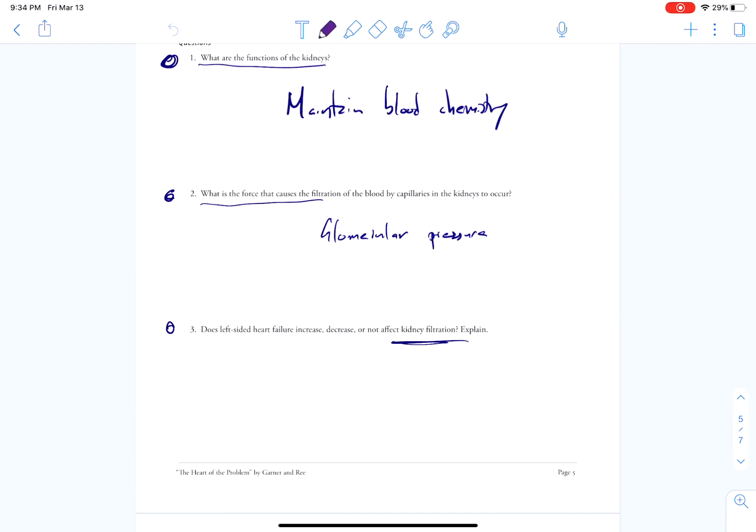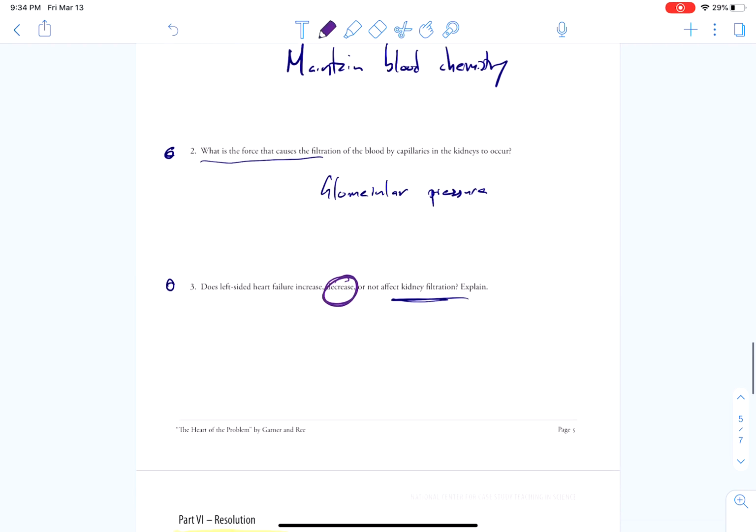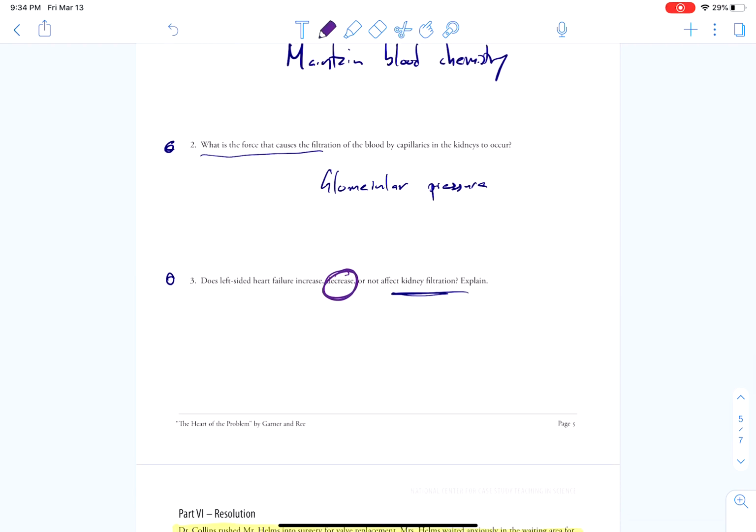So does left-sided heart failure, what does that do to kidney filtration? It decreases kidney filtration. And why is kidney failure a problem? Because you're unable to maintain blood chemistry. Because to do that, you have to form filtrate and only return the necessary substances to the blood. If you don't form filtrate, then you're not going to be able to maintain blood chemistry.